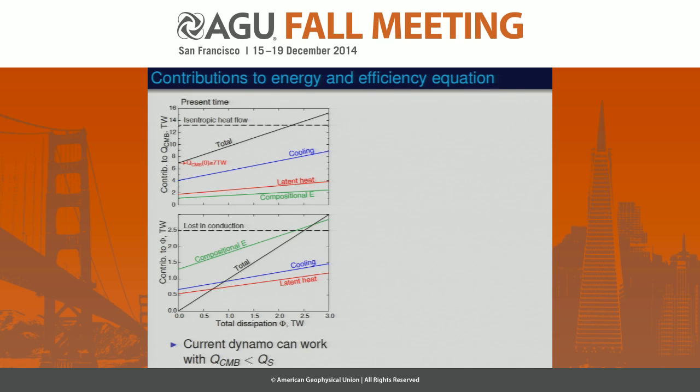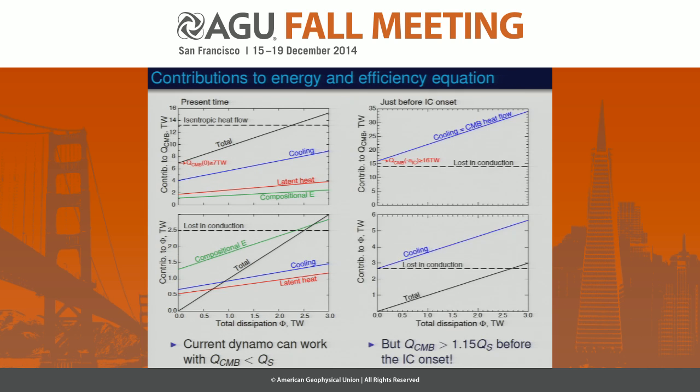And this is possible because at the present time, we have compositional convection, which, although it's a small player in the energy balance, has a much higher efficiency in converting into dissipation than the other terms, and because of that, it can act against thermal stratification. So it's possible, at least from a thermodynamic point of view, to run a dynamo with a heat flow at the CMB which is much lower than the isentropic heat flow at the CMB. Okay. But that's for the present time.